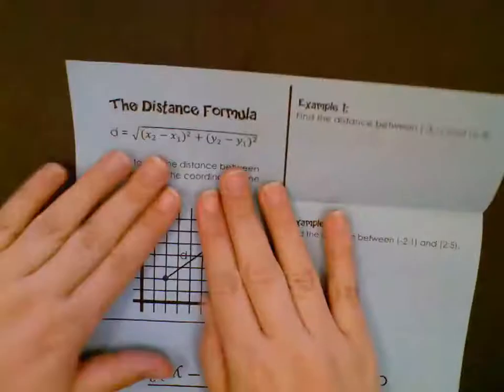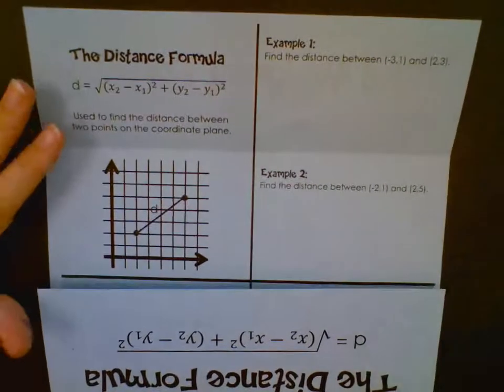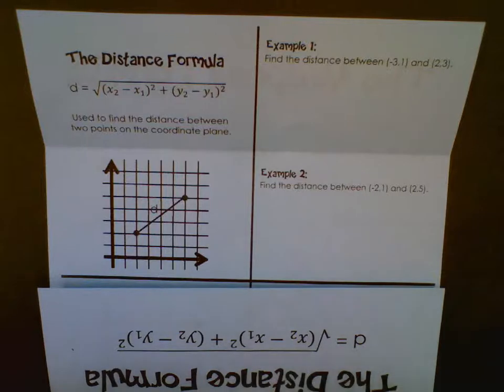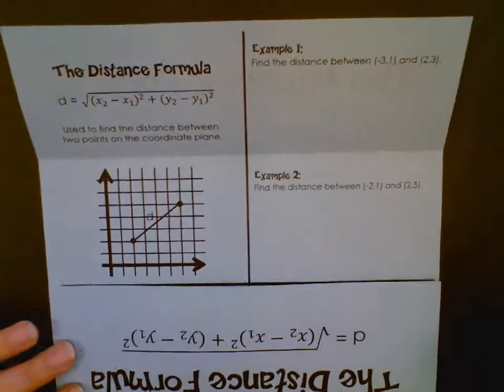Okay, so let's talk about distance formula first. The distance formula tells us, if we're given 2 points on a coordinate grid, how far apart those 2 points are. Obviously if our points are vertical or horizontal, we can just count the distance between them. But when they're slanted, you can't just count.